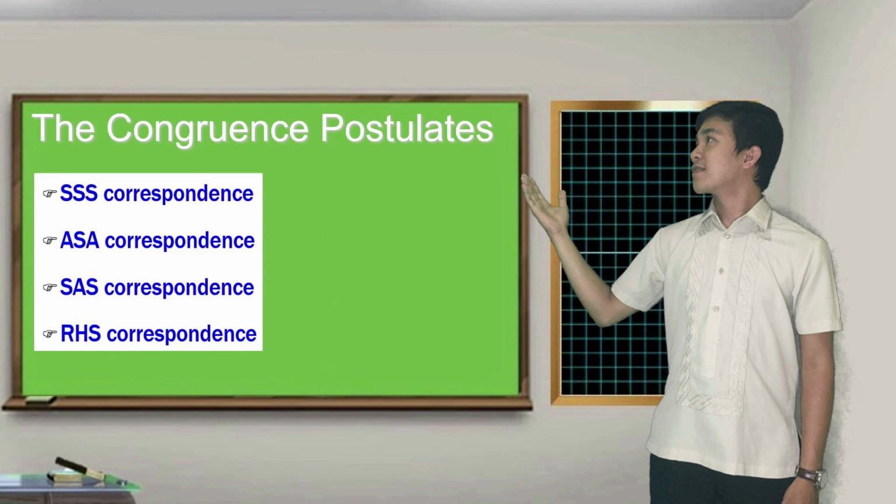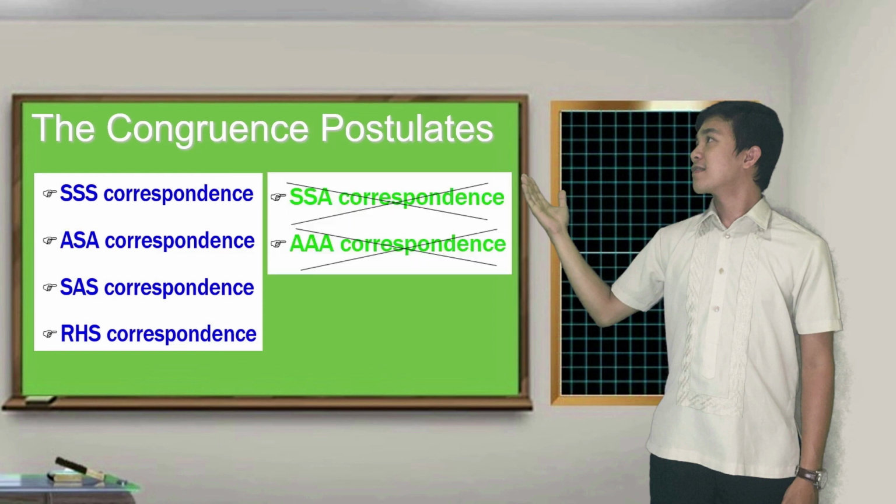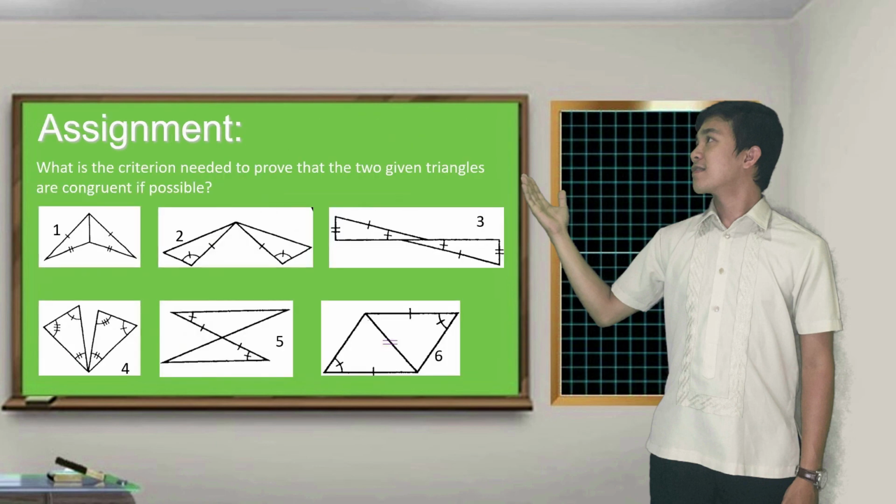Okay, for the congruence postulates, remember we only have 4 postulates, which are SSS, ASA, SAS, and RHS. We do not have SSA and AAA. For your assignment, what is the criterion needed to prove that the two given triangles are congruent, if possible?